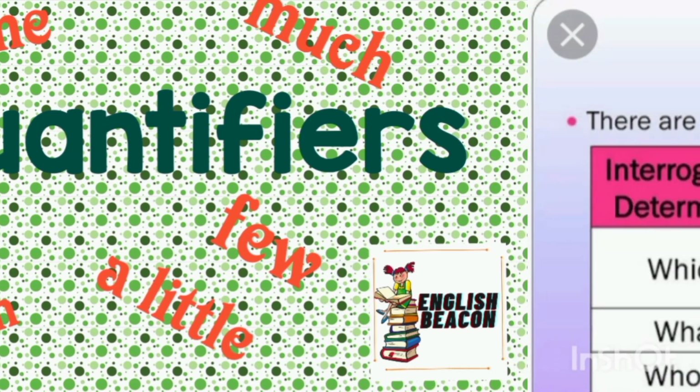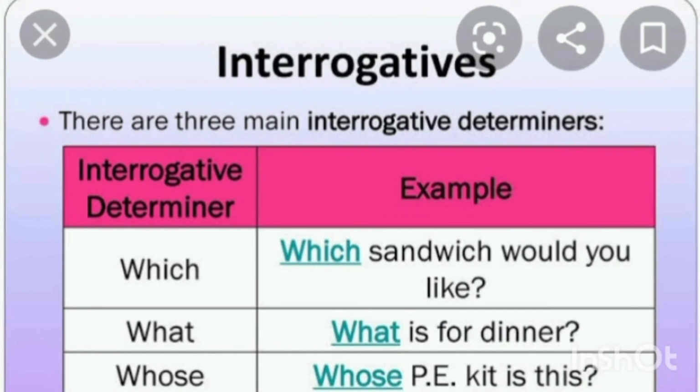Next, we have interrogative determiners or interrogatives. We have three interrogative determiners: what, which, and whose. What color is your car? Here color is a noun. What is coming right before the noun color, so it is an interrogative determiner because it is used to ask a question.